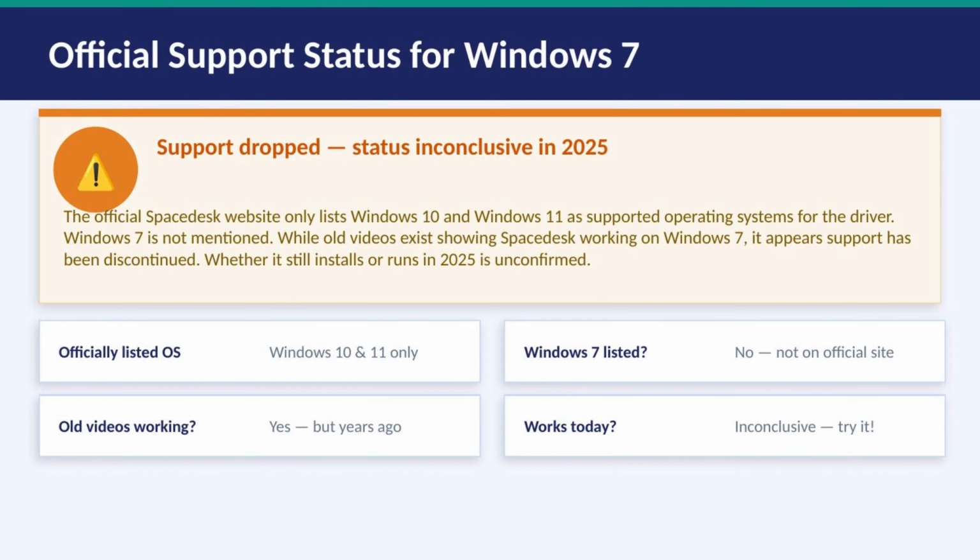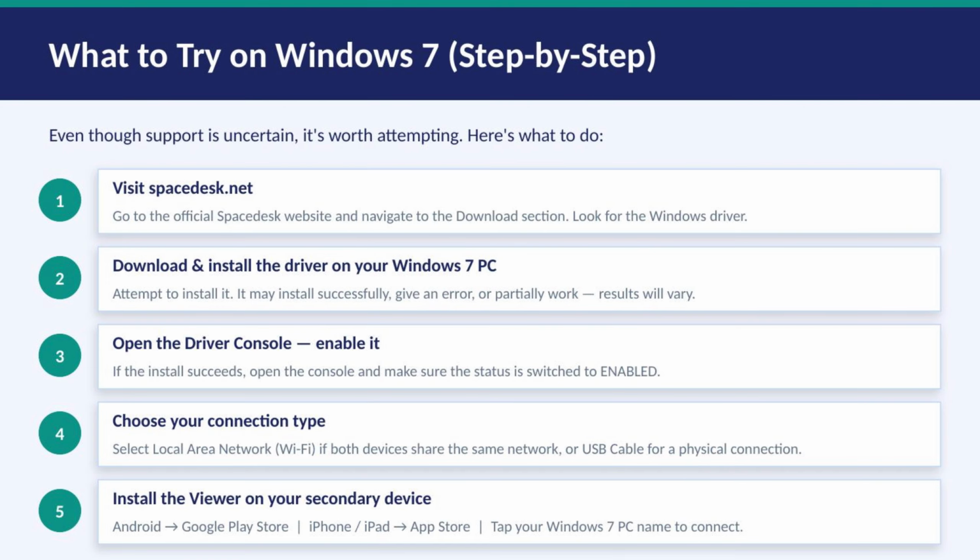Should you still try? While official support has ended, I still recommend visiting the official Spacedesk website and attempting to download the Windows 10/11 driver to see if it will install on your Windows 7 PC. There's a small chance it might work, or it may give you an error message indicating incompatibility. If you're able to successfully install and run the Spacedesk driver on your Windows 7 PC, here's how the setup would work.